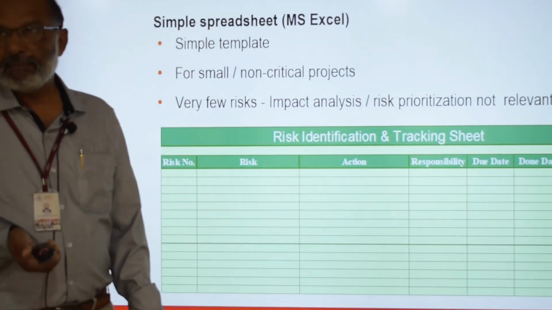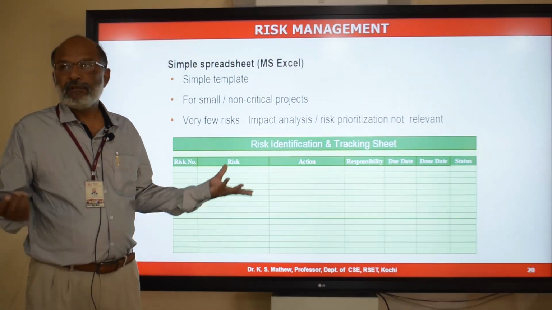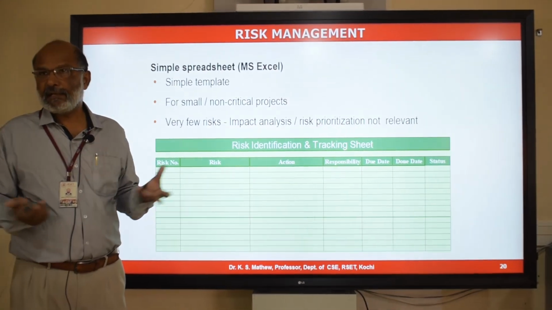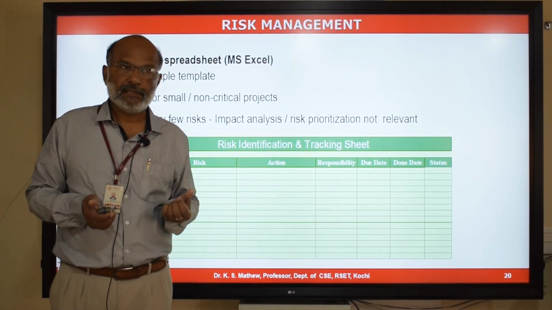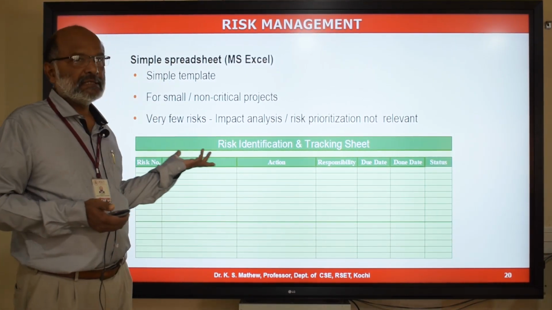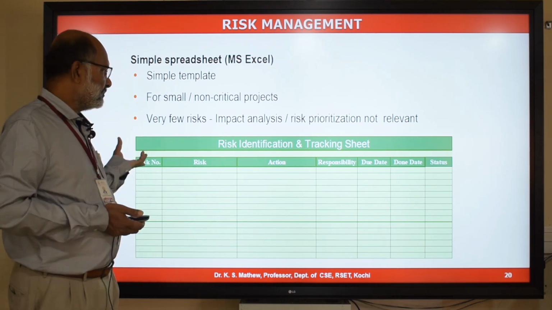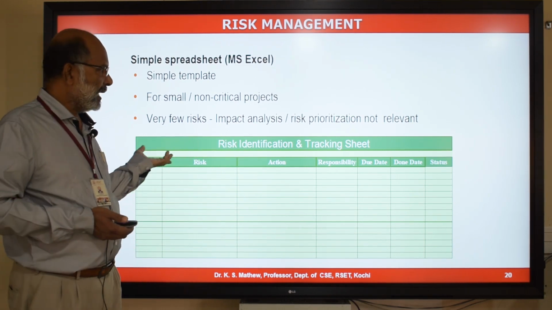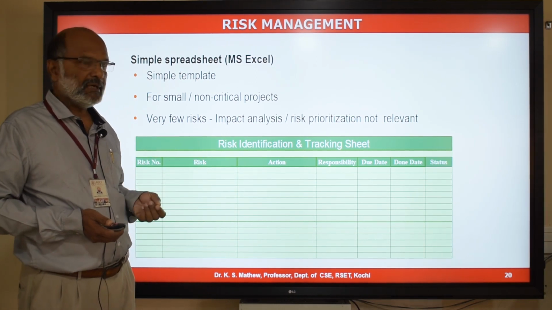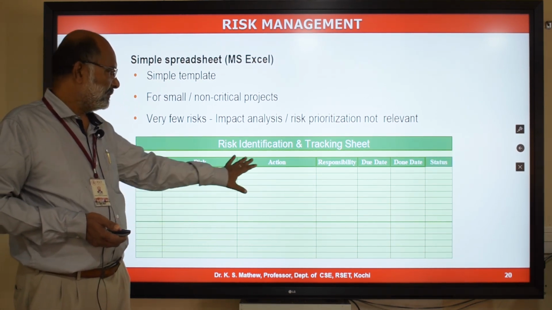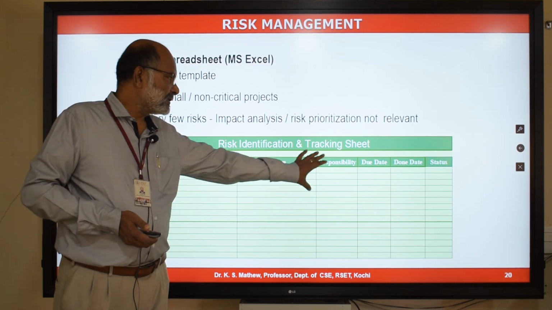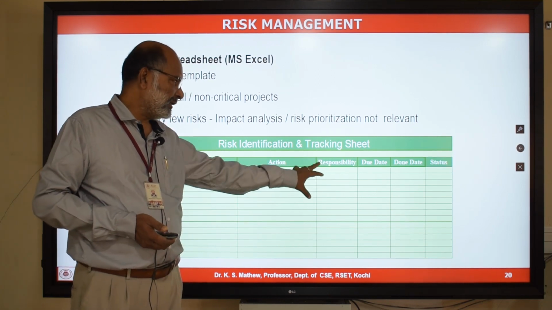If it is a small, simple project, with only a small number of risks, like 10 risks, you need not go for a comprehensive risk analysis and prioritization. You can have a simple Excel sheet like this and try to plan action for all the 10 risks and track the risk using this simple tracking sheet. You list out all the risks in the small project, maybe 10 risks, then plan action for all these 10 risks, assign a responsible person or risk owner for each of the risks.